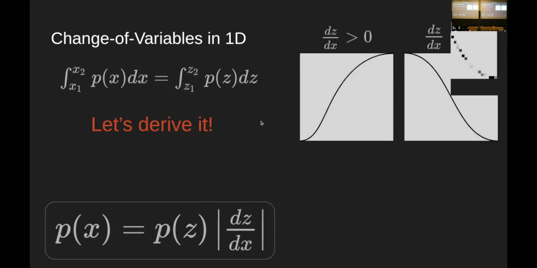So we can say that if I integrate p of x on the x-axis from x1 to x2, that by definition should be equal to the integral of p of z on the z-axis from z1 to z2. And remember, there are two possible cases. You can be strictly increasing or strictly decreasing, the invertible map between them.